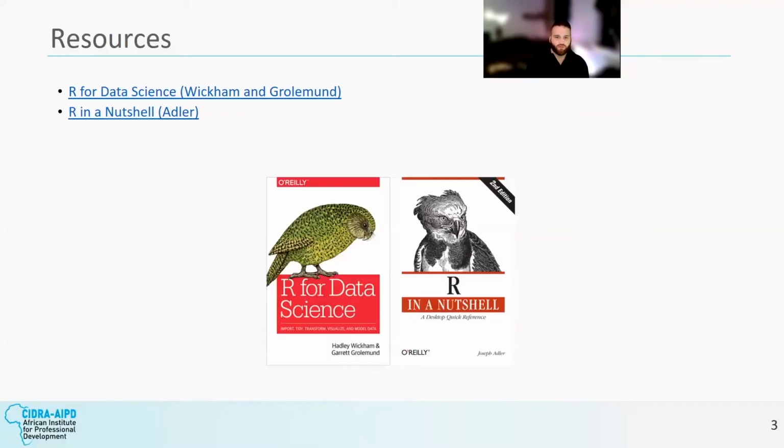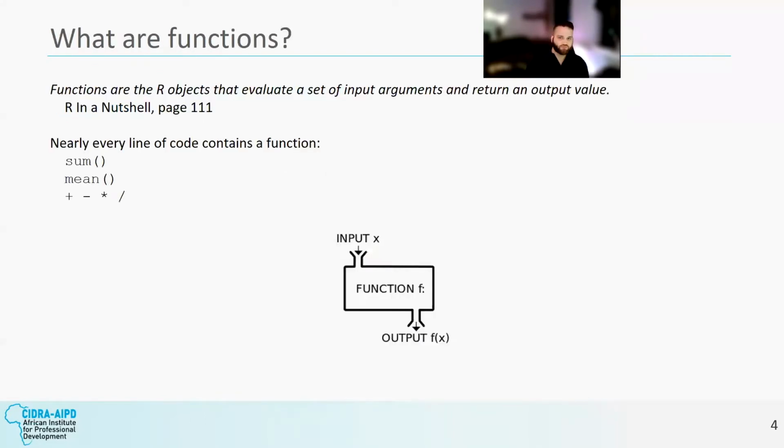As mentioned in the syllabus, a lot of this information will be coming from R for Data Science by Wickham, but I'll also be referencing R in a Nutshell by Adler. So we'll start with the most basic question. What are functions? The technical definition is that R functions are the R objects that evaluate a set of input arguments and return an output value.